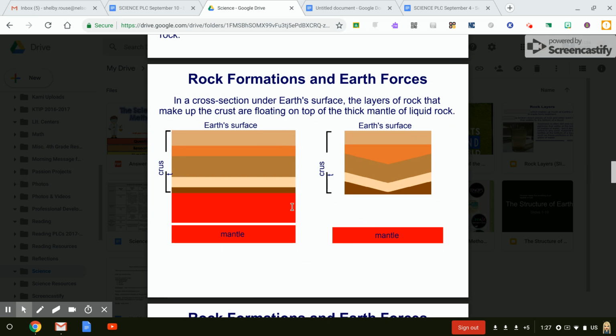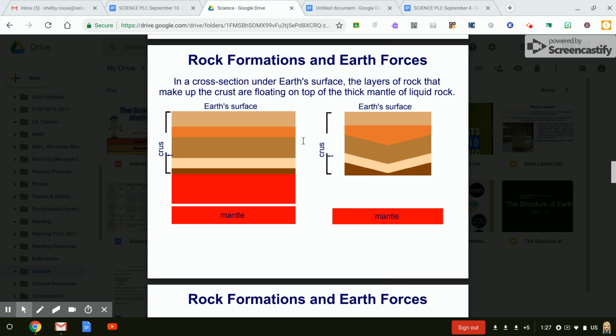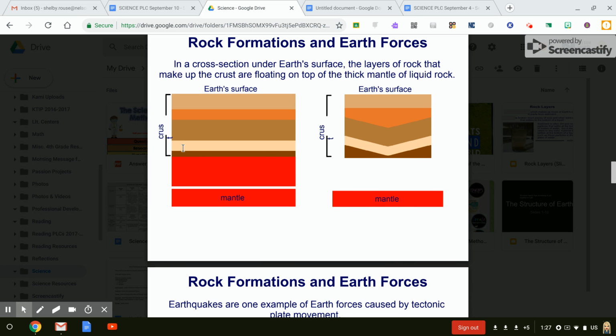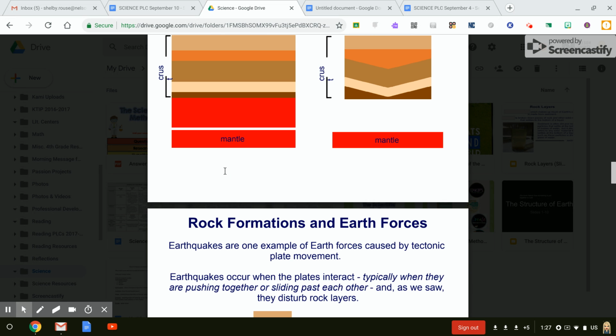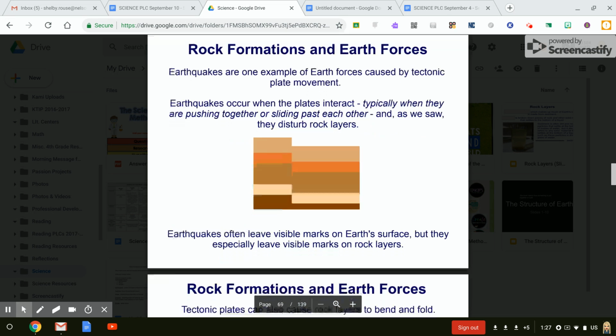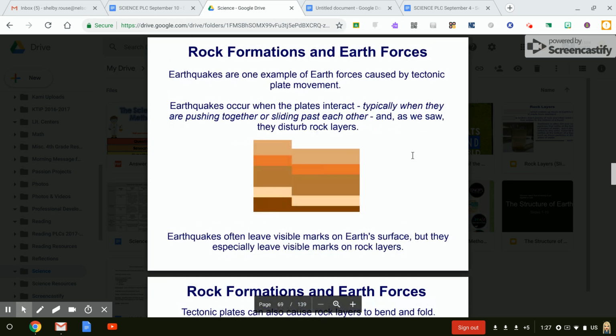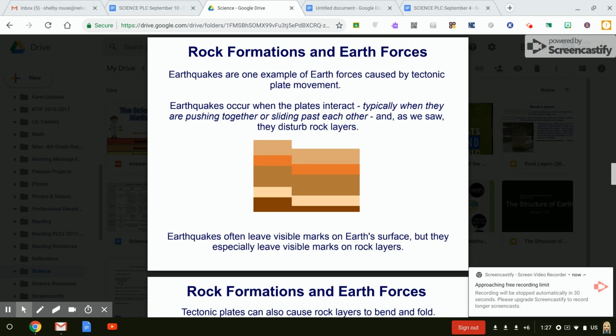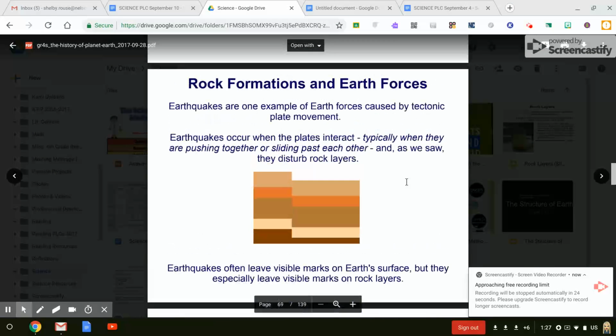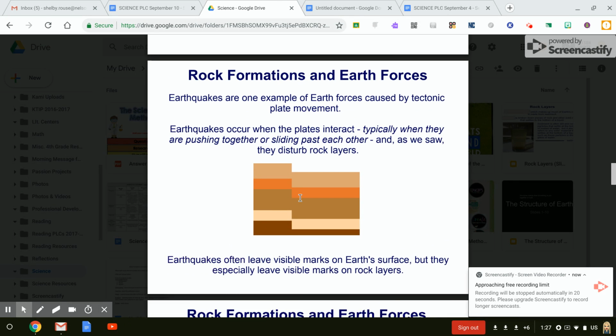In a cross section under Earth's surface, the layers of rock that make up the crust are floating on top of the thick mantle of liquid rock. So if this is our crust, remember the mantle is that next layer of Earth underneath Earth's crust. And earthquakes are one example of Earth's forces caused by tectonic plate movement. And I'm running out of time, so we're going to stop there for now. This will be the next slide that we work on starting tomorrow.